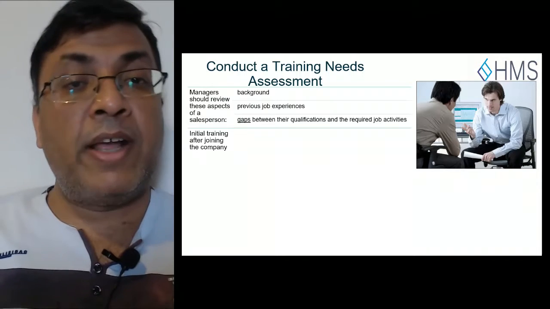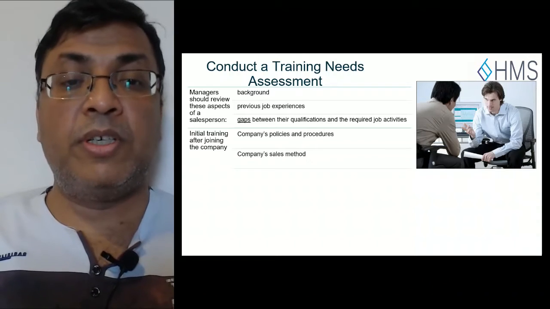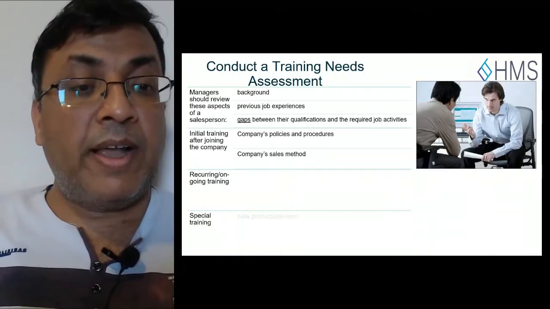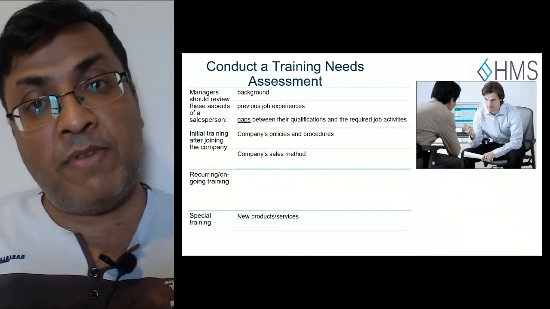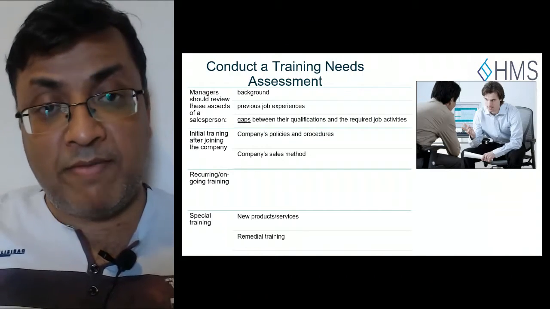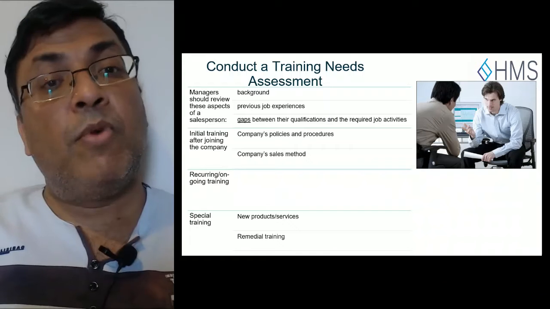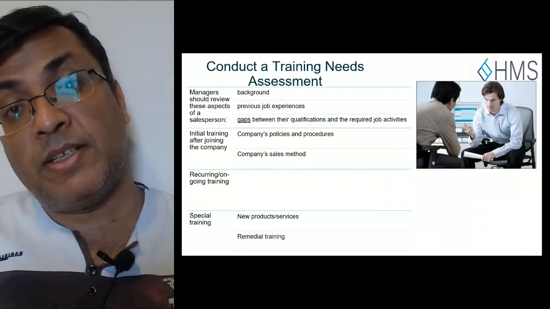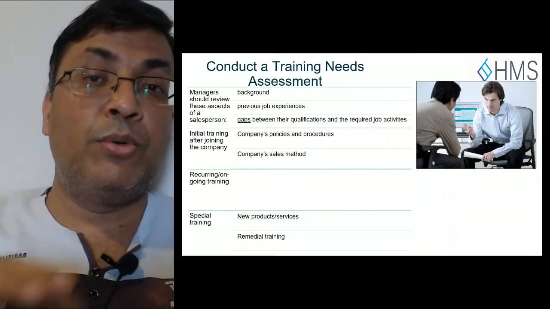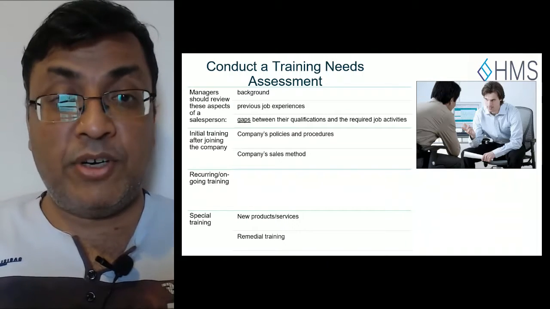Next is the initial training they have already attended: company policies, procedures, sales methods, the recurring trainings they have been attending, and the special trainings they have attended. Have they done any new product or service training, and what remedial trainings have they done in the past? We need to understand what trainings we need to give them, what they have already attended, what their skill levels are, and what else they need. Based on that, they can do different types of training: special trainings, ongoing trainings, or they can attend the initial trainings again.